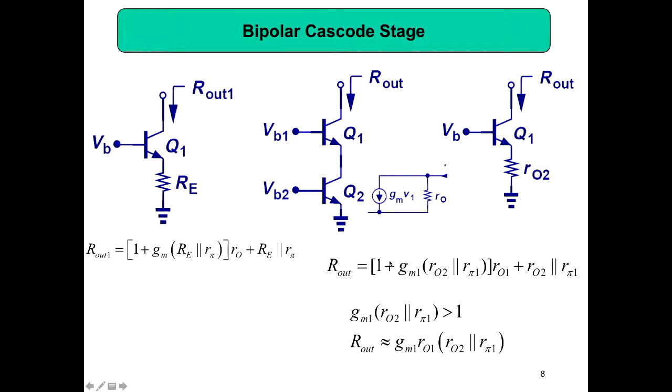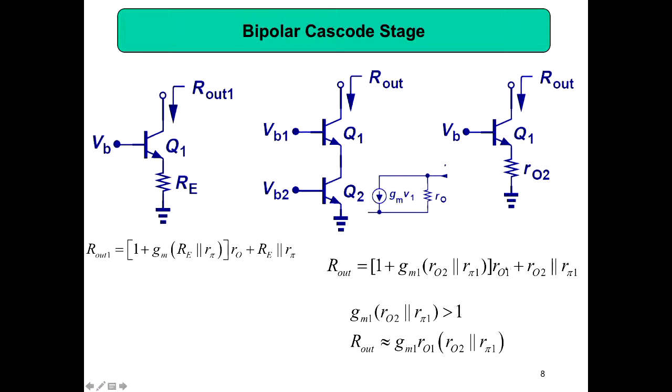And then you can further simplify this one. Gm Ro2 parallel Rπ1. This value is definitely greater than 1, because it is 1 plus this value, so we can ignore this 1. If that is the case, the equation collapses to Rout approximately equal to Gm1 Ro1 Ro2 parallel Rπ1. See, so these are the output impedance. And again, we already solved all these equations and simplifications previously.